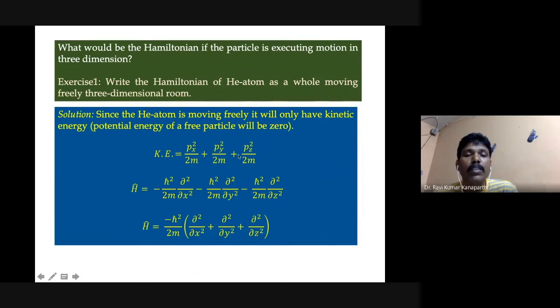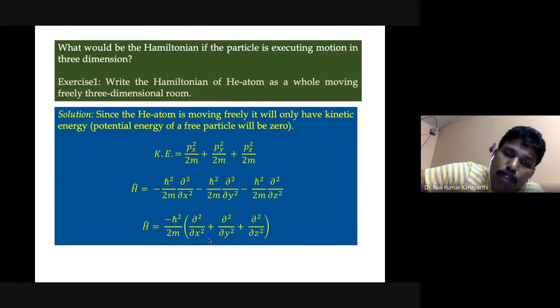Now, to get the quantum mechanical expression, what should we do? We have to make the replacements: minus i h cross dou by dou x. When you make that replacement, we get this type of answer. Ultimately it is going to be minus h cross square by 2m multiplied by dou square upon dou x square plus dou square upon dou y square plus dou square upon dou z square.